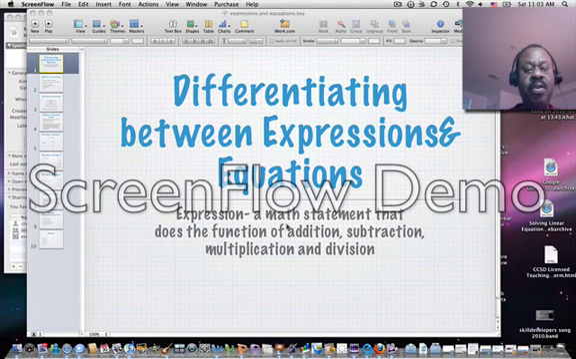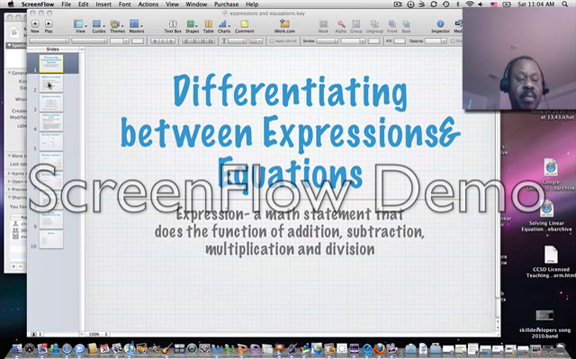Yes, welcome to this new section on solving linear equations. We begin by differentiating between expressions and equations. An expression is a math statement that does the function of addition, subtraction, and multiplication.